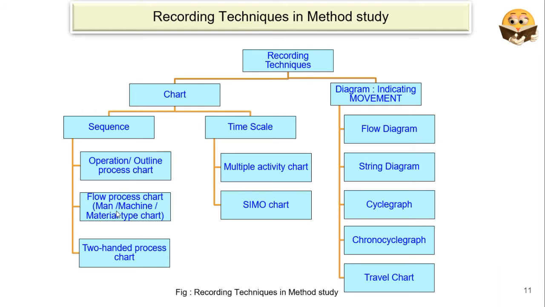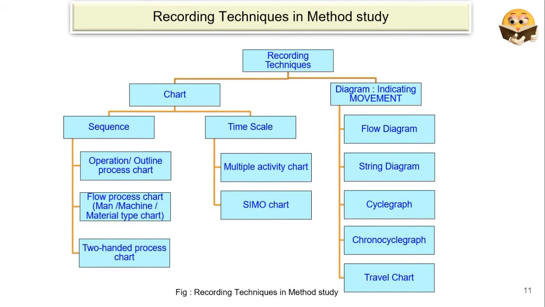Flow process chart: there are three types of flow process chart, man, machine and material type. Two-handed process chart. Then time scale: micromotion study, multiple activity chart and simultaneous motion chart. So these are the chart related recording techniques.